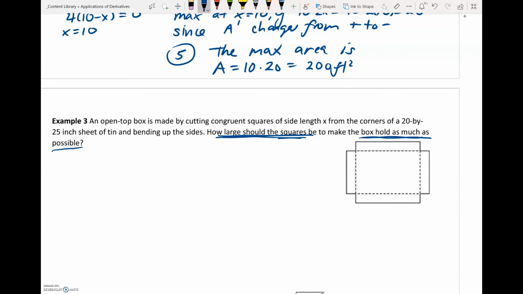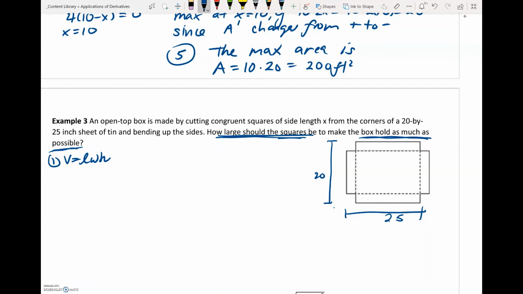If you want a box to hold as much as possible, we're talking about the volume of this box. Now, usually volume of a box would be length times width times height. Again, we don't want three variables, so we are going to have to figure out how we're going to create this so we only have one variable to consider. Now let's look at the side picture. We know that this box has to be 20 by 25 inches.